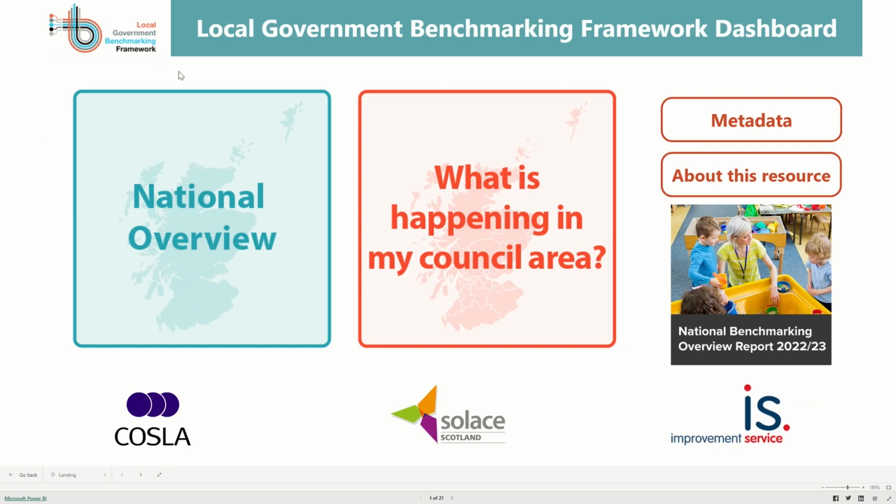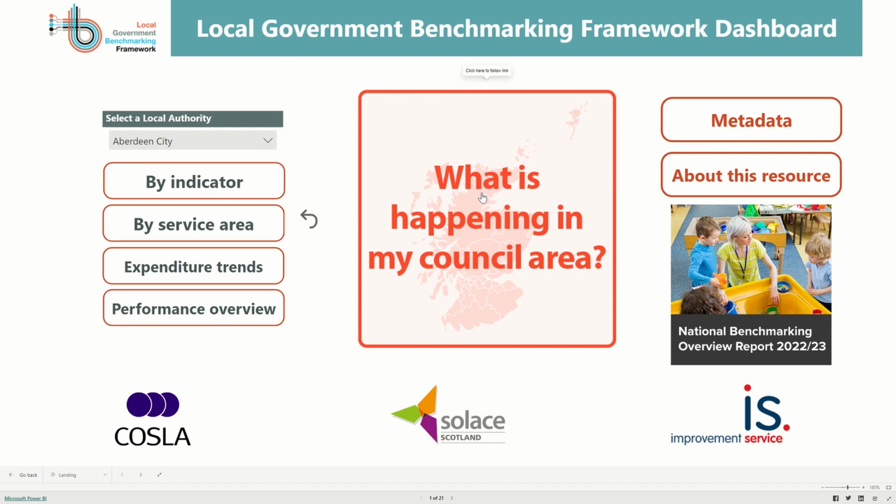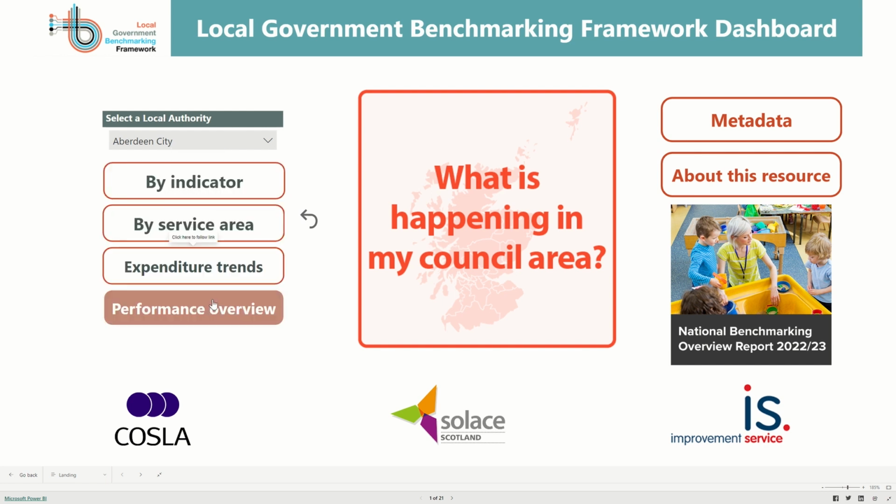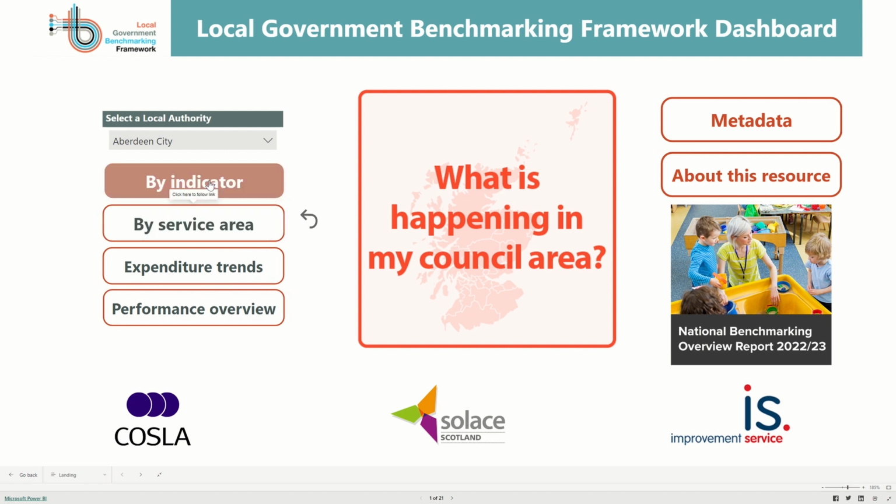We are now going to look at the What Is Happening In My Council Area section of the dashboard. These pages present data at a local authority level, and the first thing we can see when we click on the button is that a local authority filter appears. There are also 4 buttons: By Indicator, By Service Area, Expenditure Trends, and Performance Overview. We are going to click first on the By Indicator button.